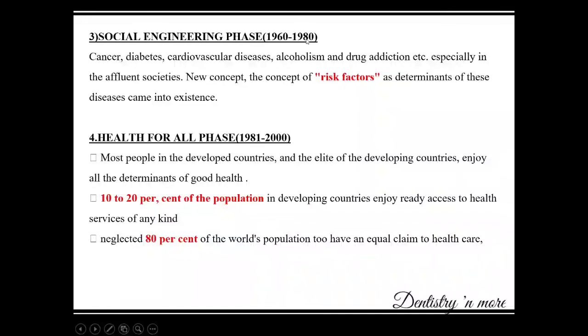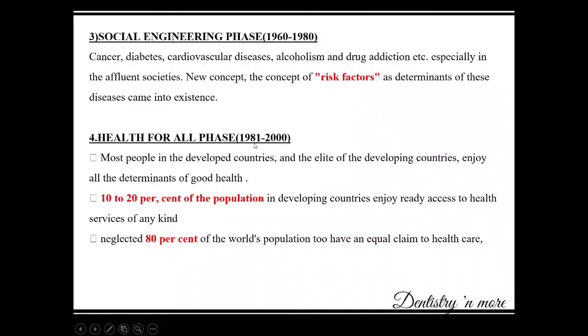It was mainly the concept of lifestyle diseases and risk factors, because a single risk factor can cause many diseases. After the world recovered from the World War, lifestyle diseases started emerging in the affluent society, that means developed countries. Now in developing countries also, these lifestyle diseases are increasing. So risk factors are the main point of the social engineering phase. They were trying to control these risk factors.